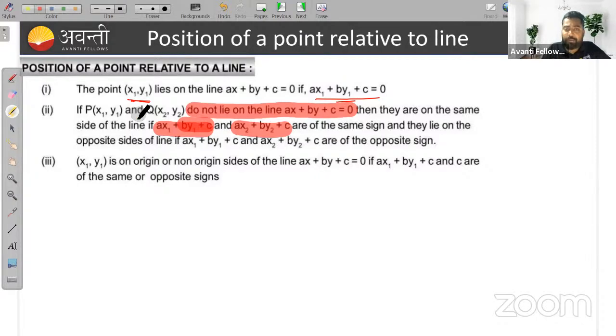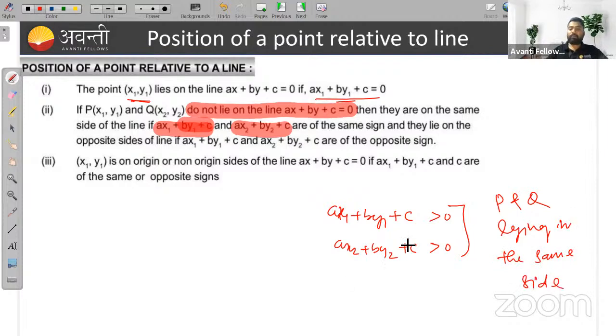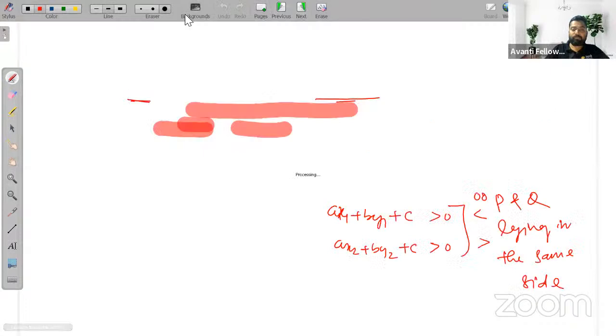Is that clear, everyone? Yes or no? Do you understand or not? It's a simple thing. If ax1 + by1 + c is greater than 0, and ax2 + by2 + c is greater than 0, then you can say both the points P and Q are lying on the same side. Or the second case is that both are negative.